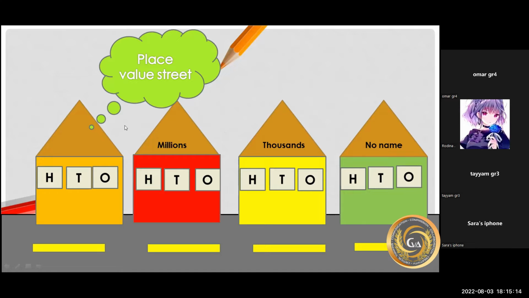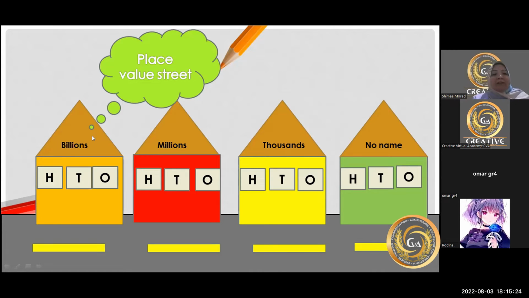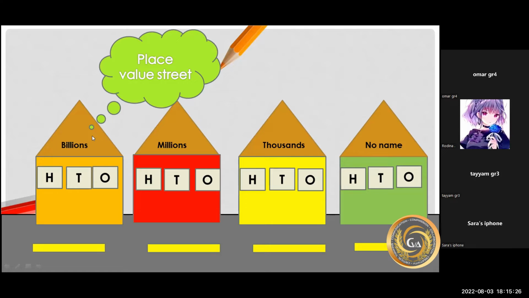And now I have a new house. It's called what? After millions, I have billions. So now the greatest house you have today is called billions.